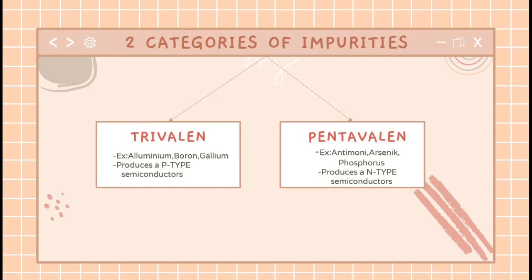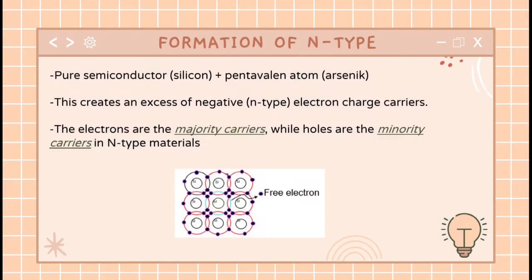These are 2 categories of impurities, which are trivalent and pentavalent. Trivalent produces a P-type semiconductor, such as aluminium, boron, and gallium, while pentavalent produces an N-type semiconductor, such as antimony, arsenic, and phosphorus. N-type is created by adding pentavalent impurity atoms such as arsenic. This creates an excess of negative electron charge carriers. The electrons are the majority carriers, while holes are the minority carriers in N-type materials.